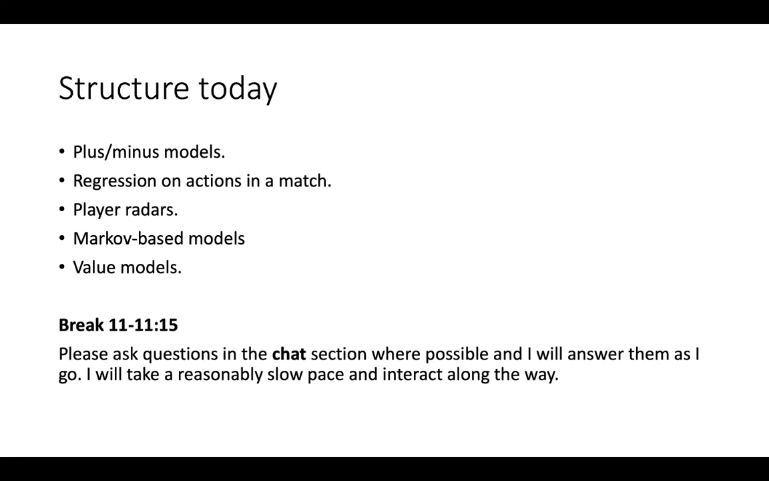Then I'm going to look at regressions on actions. That's trying to use what we looked at in lectures 2 and 3. We looked at how Poisson regression can be used to find out what a good action is in football, or what's a good thing to do. Is it good to pass the ball a lot? Is it good to do a lot of crosses and so on? You can use a regression model to try and find out what good actions are and evaluate players that way. I'm going to go into that.